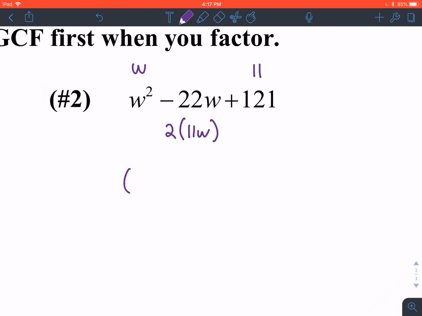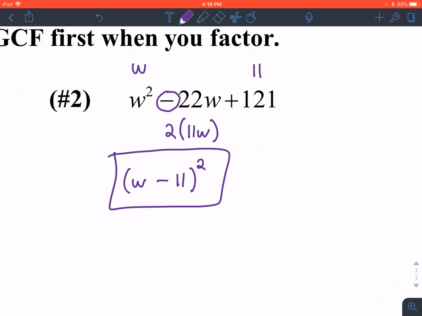And what we're going to do is one set of parentheses. We're going to put w and 11. And this sign is negative right here, so we're going to put a minus sign. It's going to be all squared. And there's your answer. All right, still kind of tricky, but by the time you guys get to Algebra 2, you'll feel really good about this.